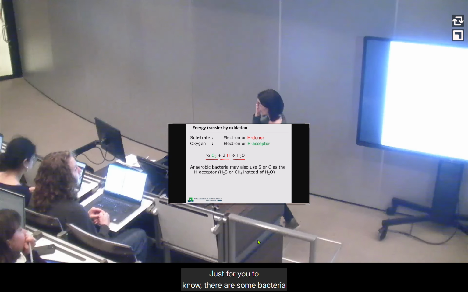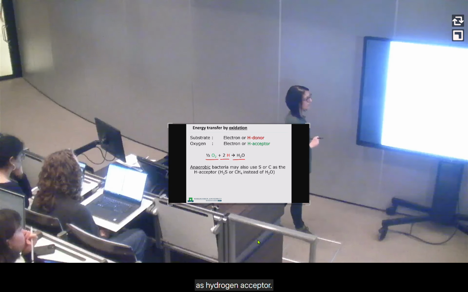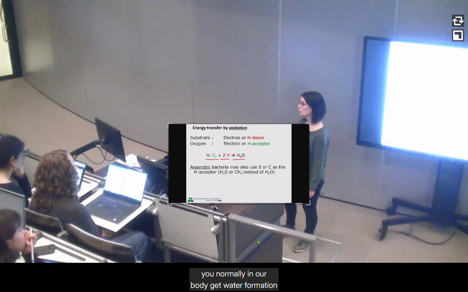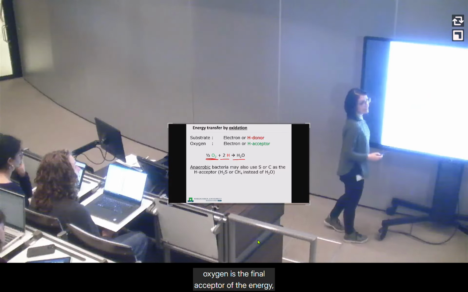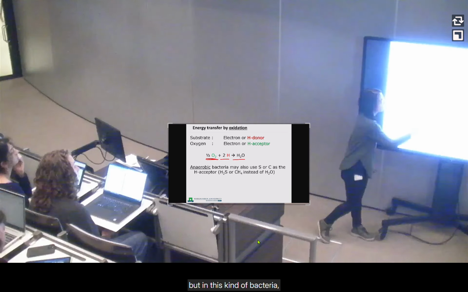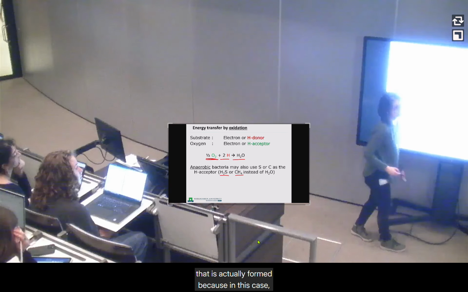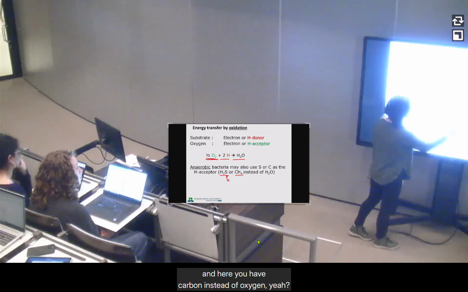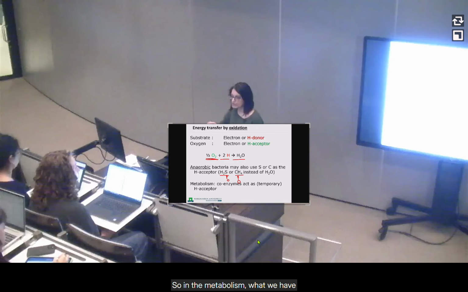Yeah? Just for you to know, there are some bacteria that can also use sulfate and carbon as hydrogen acceptor. And in this case, after oxidation, in our body you normally get water formation because this is eventually what happens. Oxygen is the final acceptor of the energy. But in this kind of bacteria, hydrogen sulfide and methane are actually formed. Because in this case, you don't have oxygen here, but you have sulfate, and here you have carbon instead of oxygen. Yeah? So you obtain a completely different molecule.